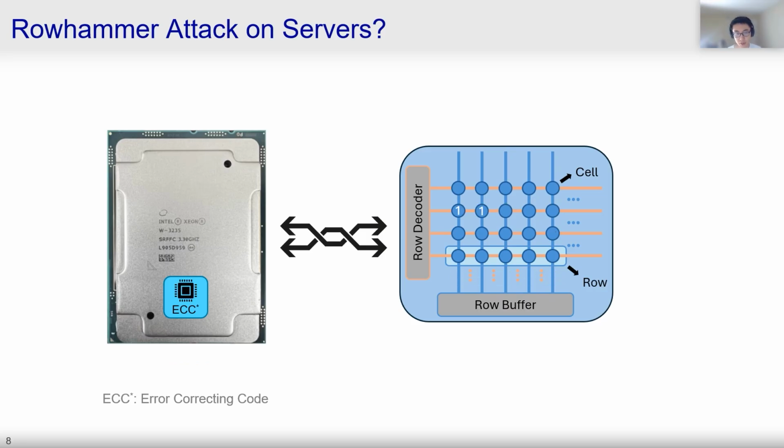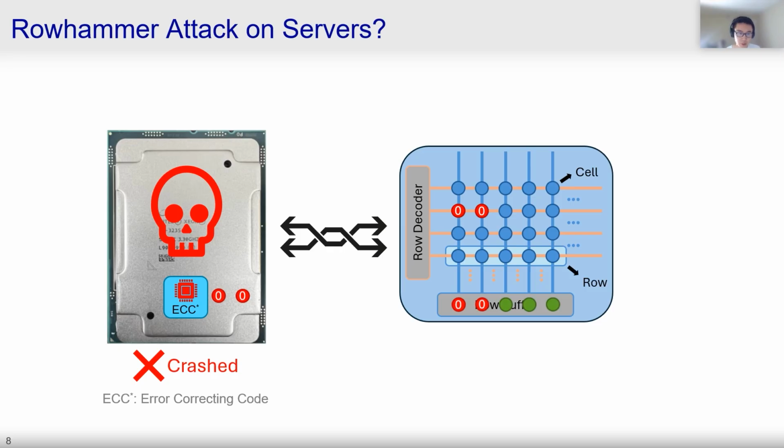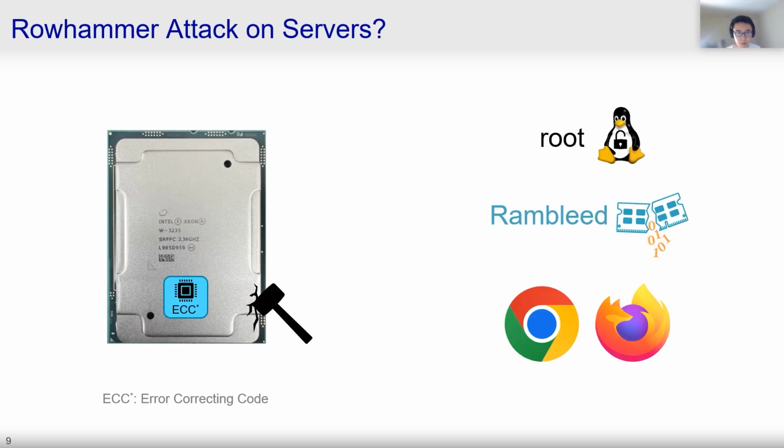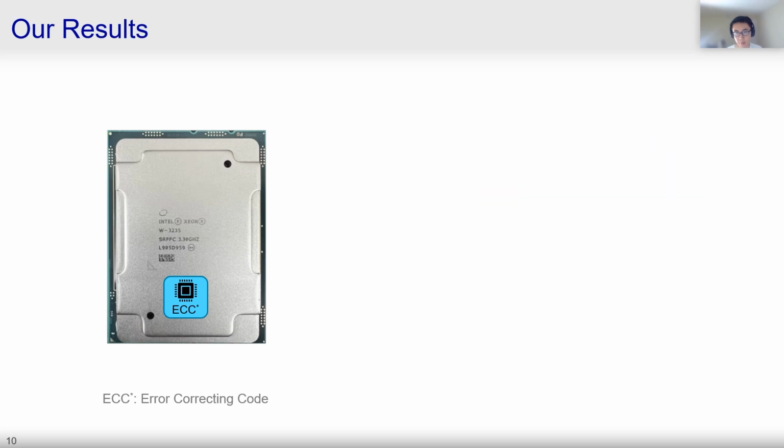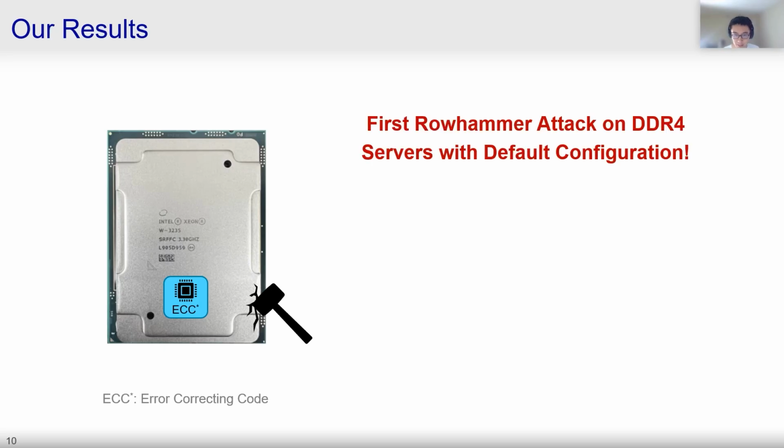Further, if there are 2 or more flips and the CPU sees them, although the ECC will not be able to correct them, it will simply crash the machine, preventing anything bad from happening further. So in either case, we cannot simply run Rowhammer attacks on DDR4 servers. In our paper, we give the first Rowhammer attack on DDR4 servers with default configuration.